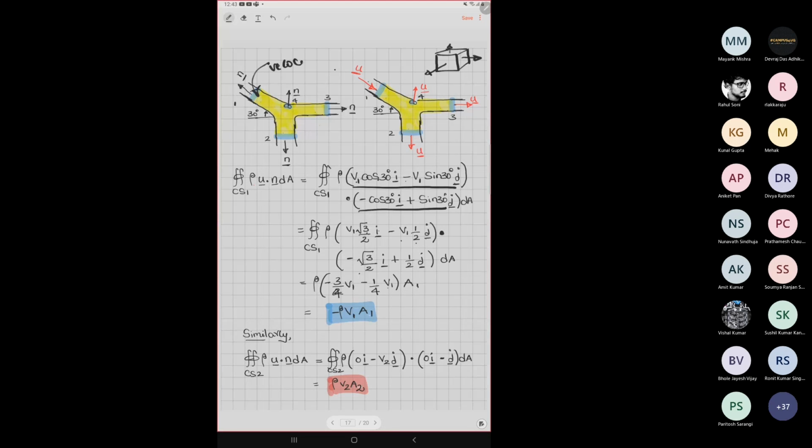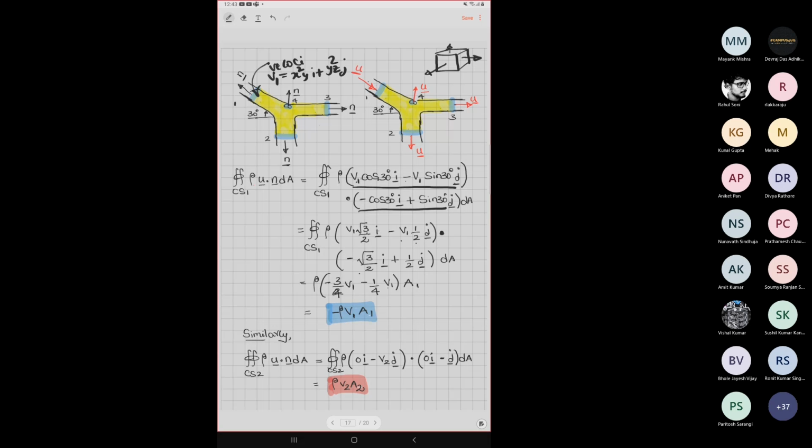Velocity is not constant, but velocity here is a function of x squared y i plus y squared z k. How will you calculate anything like mass flow rate entering the system? Mass conservation principle, how will you do it?